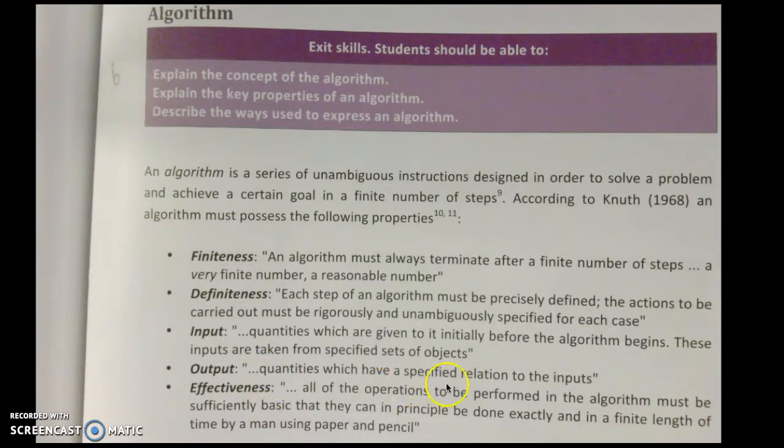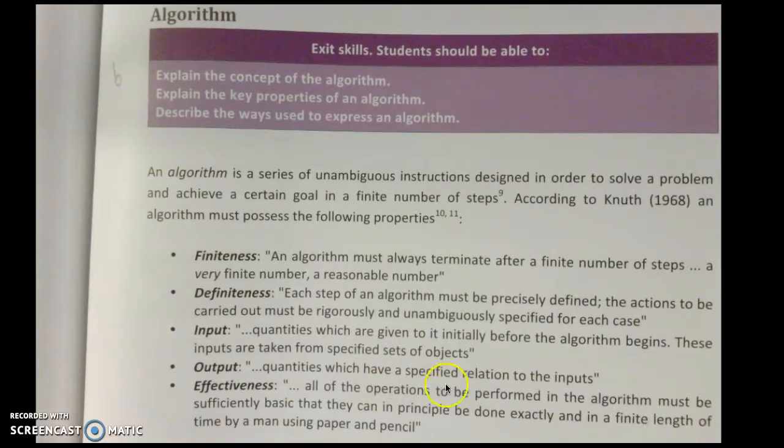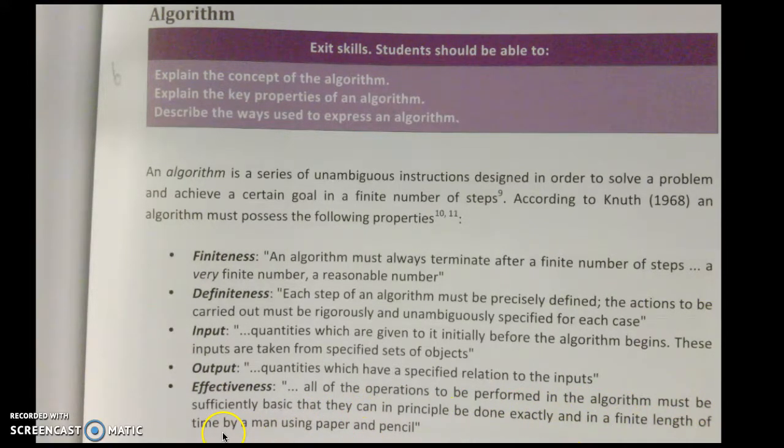Output: quantities which have a specified relation to the input. That's the result that comes out. In the case of the peanut butter and jelly sandwich, if we had a robot arm, the output would be: do we have a sandwich that's made, or do we have stuff stuck all over the place? And then finally, that it's effective. All the operations to be performed must be sufficiently basic that they can, in principle, be done exactly in a finite length of time by a man using a paper and a pencil.